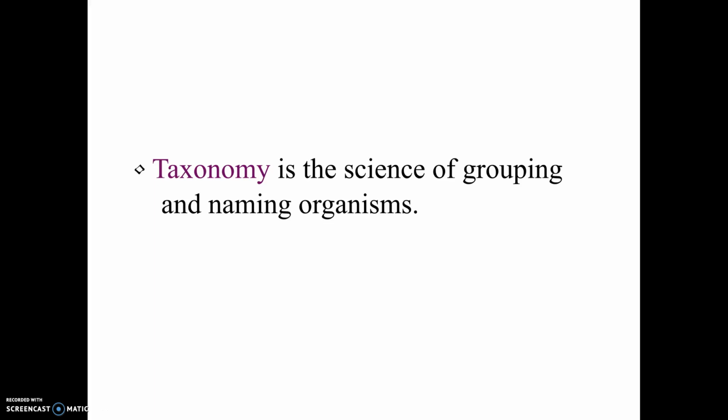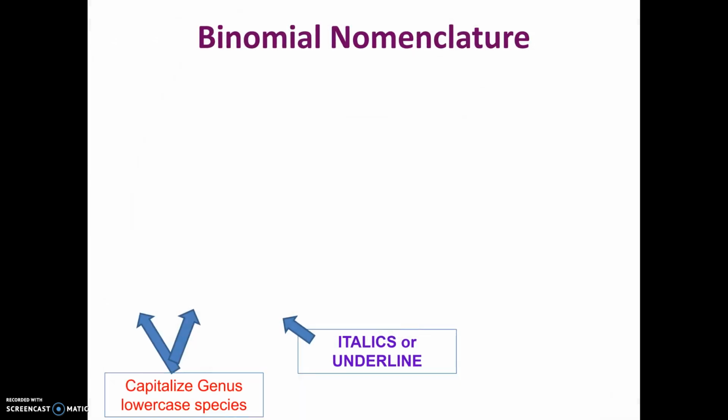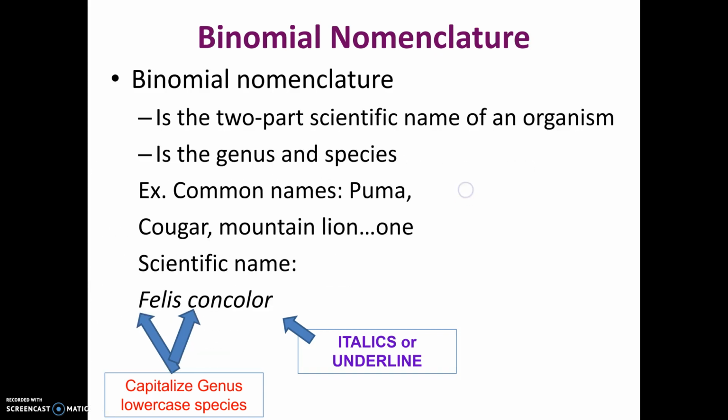Right, so this is going to be a walkthrough of classification, or taxonomy, which is the science of grouping and naming organisms. So we're going to start by discussing how we name organisms and how we group organisms. You may remember this goes all the way back to the beginning of the year. Binomial nomenclature: bi means two, nomial means name, and nomenclature means a system of naming. So we use a two-name system to name organisms.